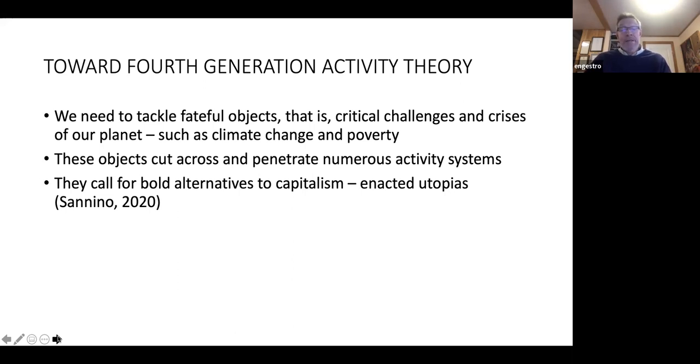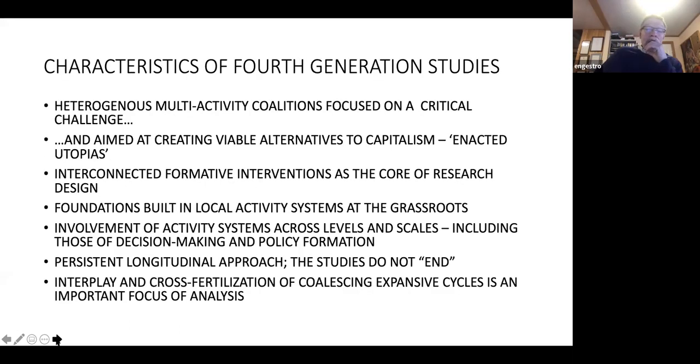These kinds of objects that you might call fateful objects, like climate change, for instance, they cut across and penetrate numerous activity systems, then they can only be tackled by creating coalitions, joining forces. And they call for bold alternatives to capitalism, enacted utopias, as Sannino calls them. So there are some characteristics of fourth generation studies, namely, they invoke heterogeneous multi-activity coalitions that are focused on a critical challenge and aimed at creating viable alternatives to capitalism.